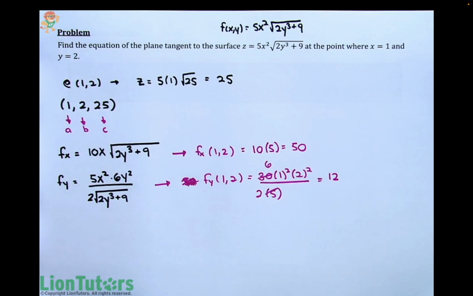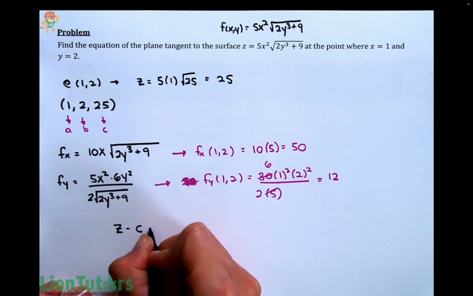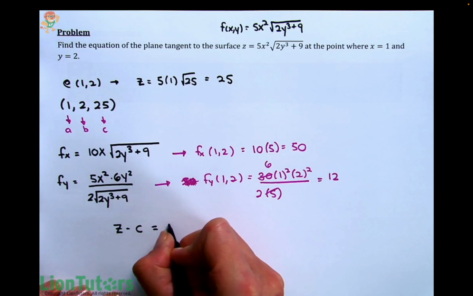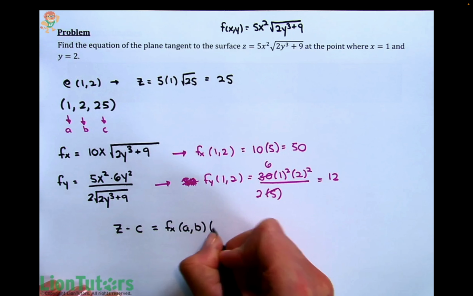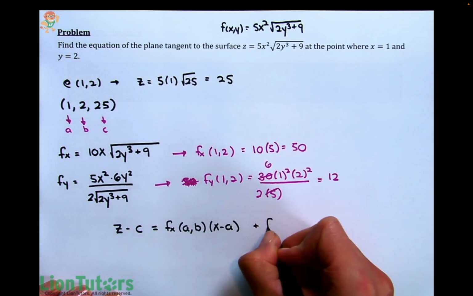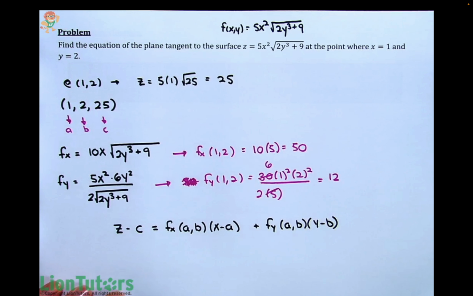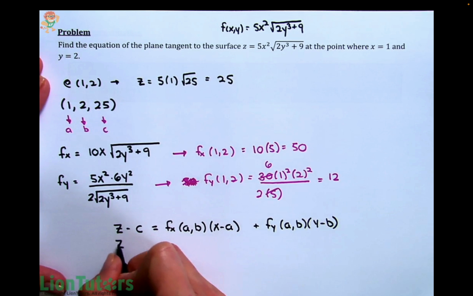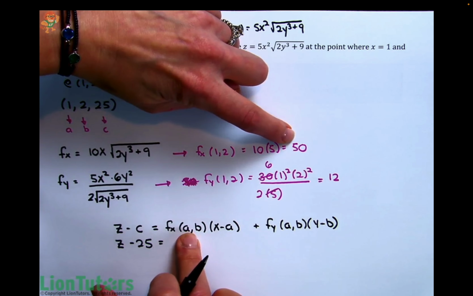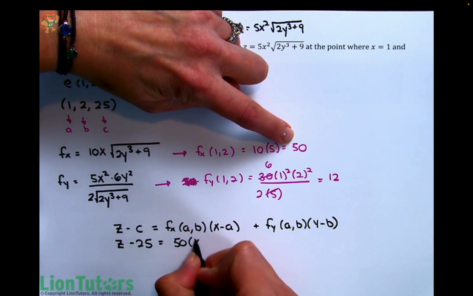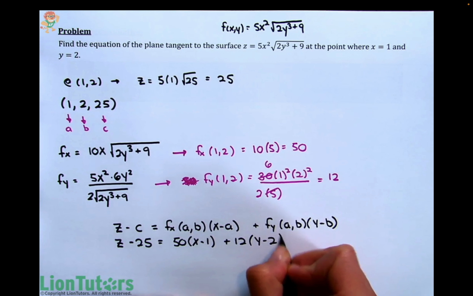In any case, we have everything we need now, so we're going to plug into that formula at the top of the page. So that formula for the equation of a tangent plane is z minus c equals your fx, your partial derivative at your point, times x minus a, plus your partial derivative with respect to y at your point, times y minus b. So just copying that from the top of the page, plugging in everything we know, that's going to be z minus 25 equals our partial derivative with respect to x at our point, which is 50, times x minus our a value, which is 1, plus 12 times y minus 2.